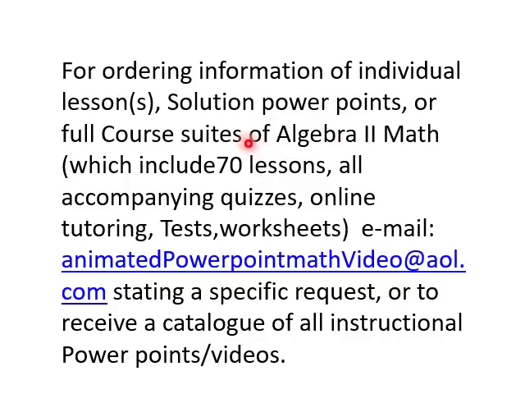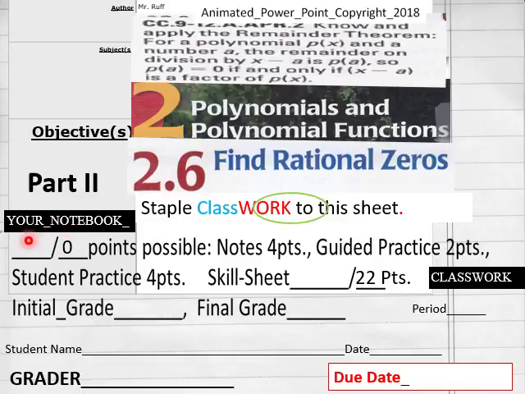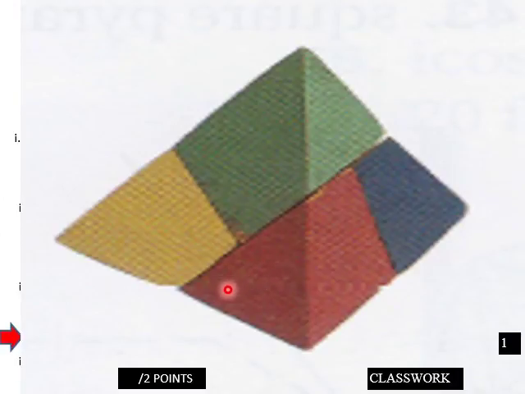Okay, we're getting ready to do lesson 2.6 of Algebra 2 Math, Part 2. Part 3 is available here, as well as all of your other course materials. 2.6, finding rational zeros. We've got a 22-point classwork sheet, and today, no points for notebook taking. Here's the standard here. Let's go into our lesson.